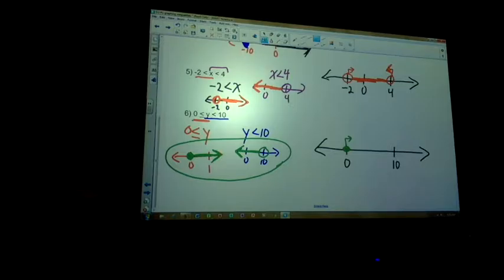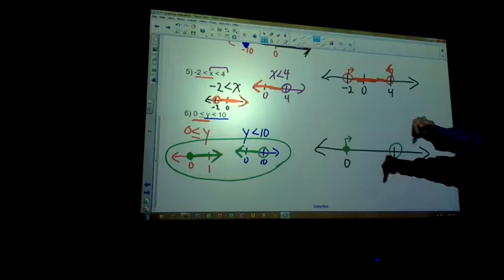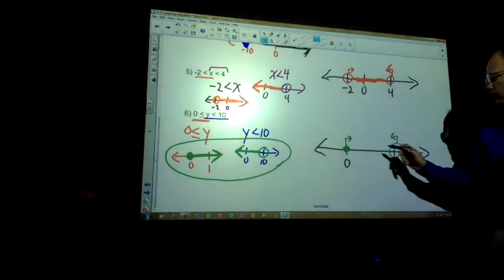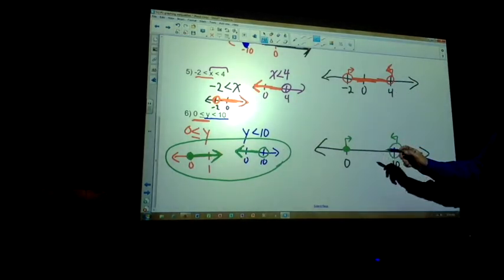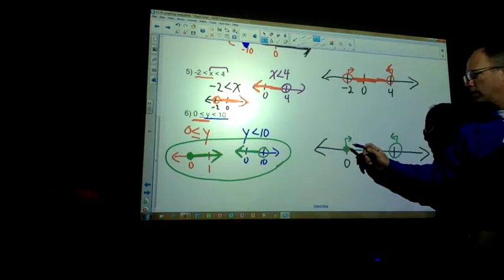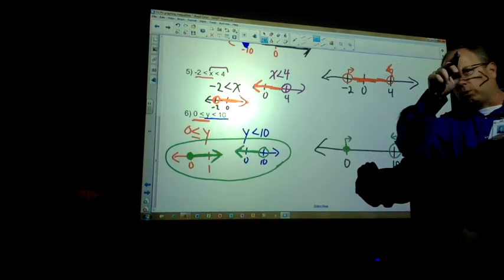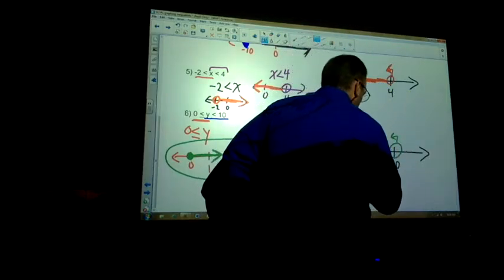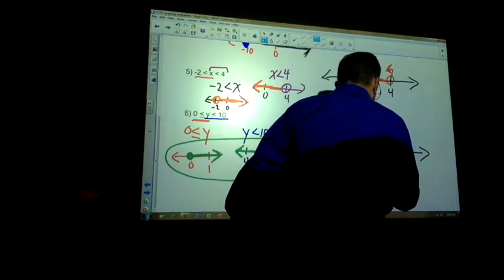10 is my other point. Solid or open dot? Open. And on my original graph, which way did I go? Left. What? I don't get that. Well, look here. I'm just mimicking that, right? Why? And then watch what's going to happen. Being they're facing each other, I'm just going to shade in between.